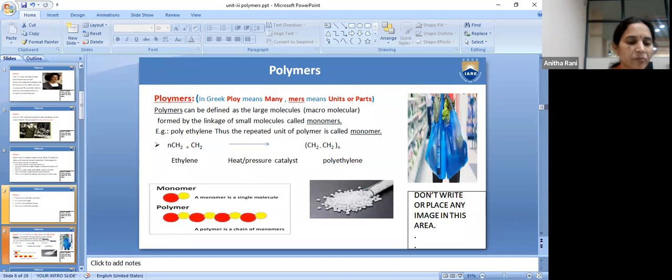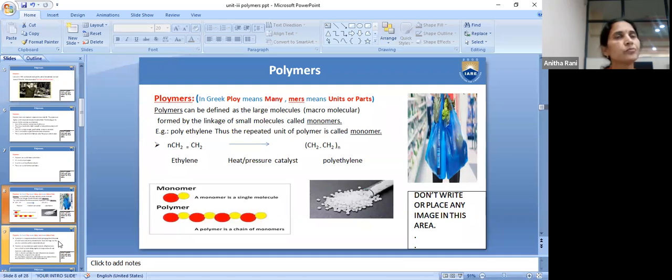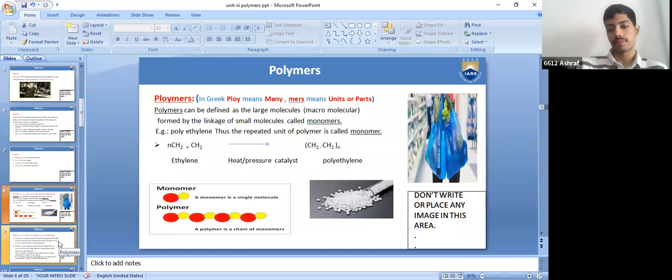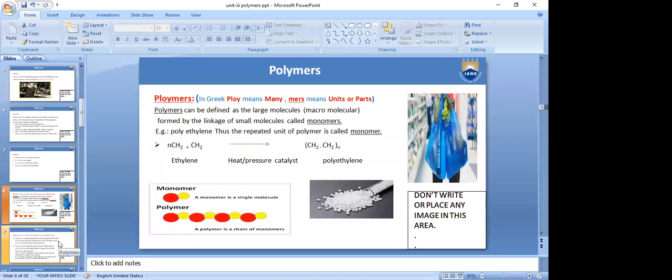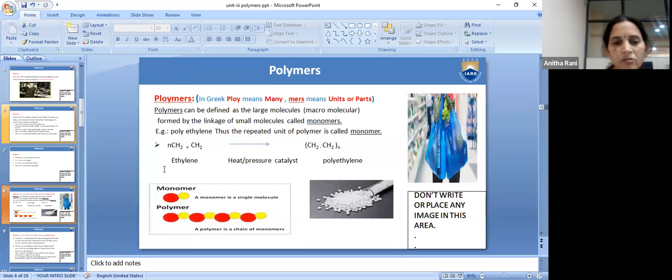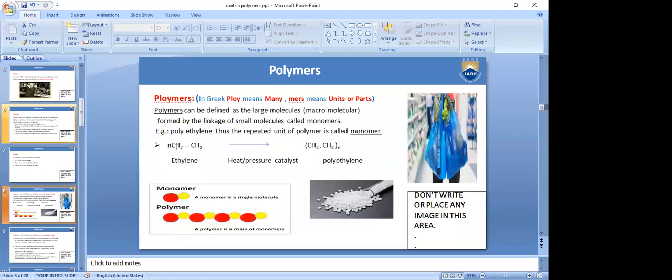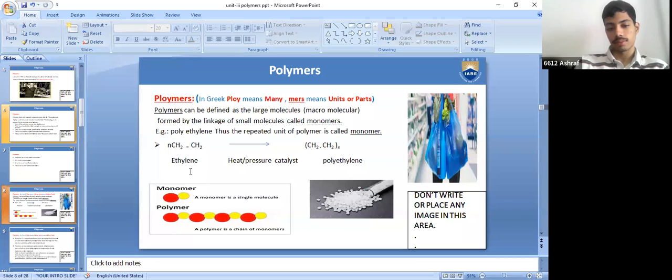So what is a polymer? Poly means what? Many. Mers means what? Units or parts. What is the unit or part here? For example, what is the monomer here? Ethylene. Monomer is ethylene. Polymer is? Polyethylene.